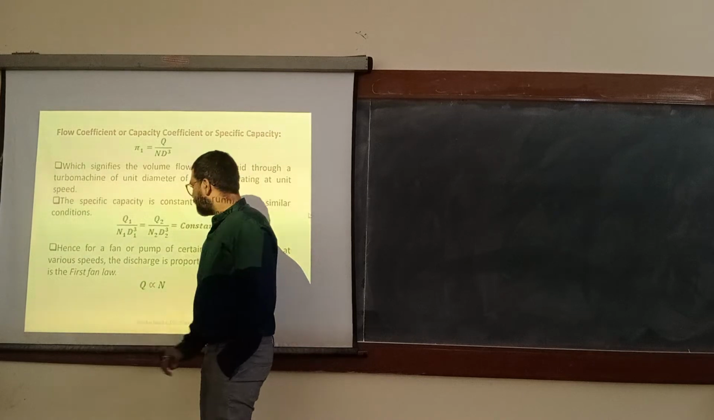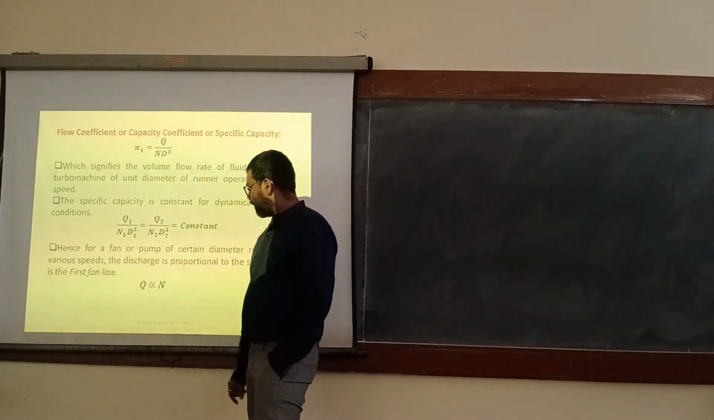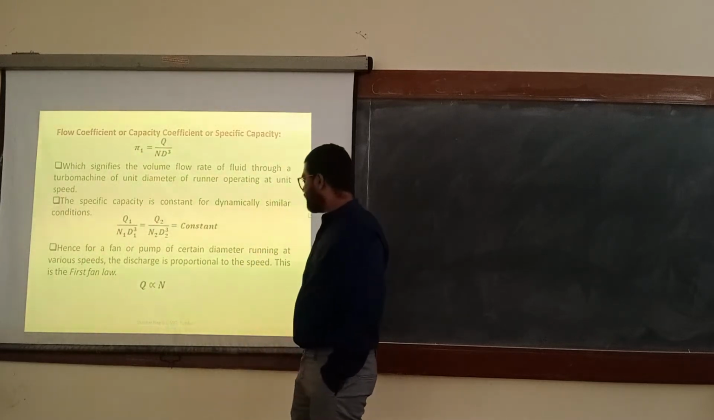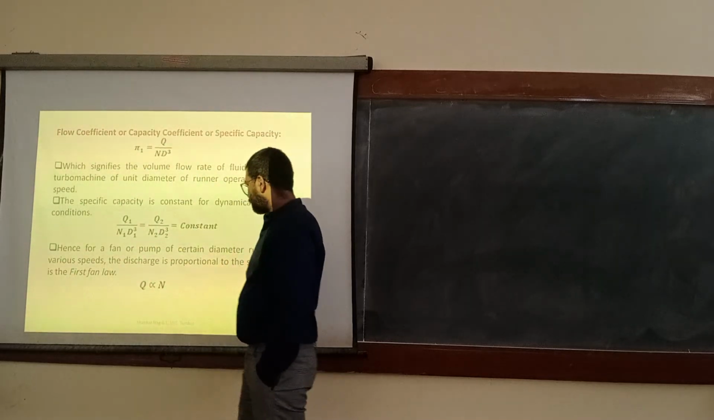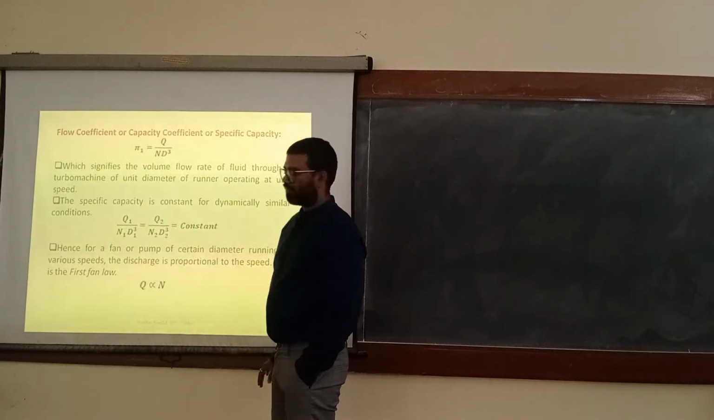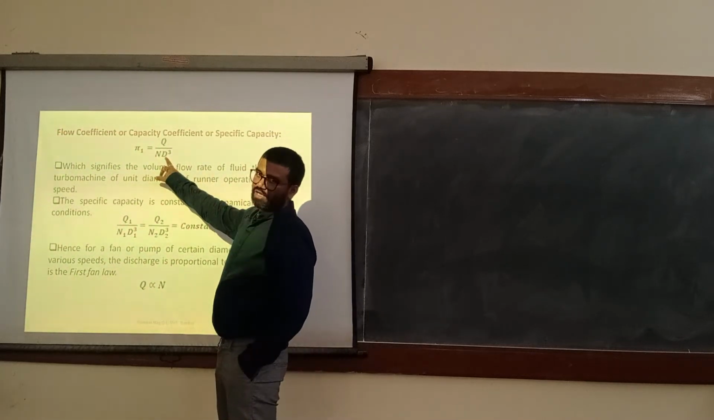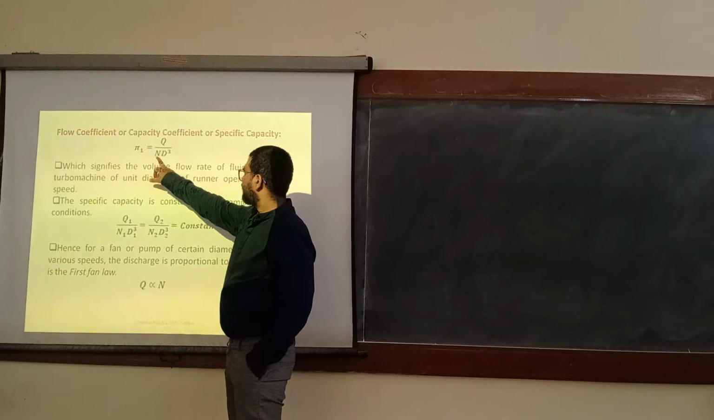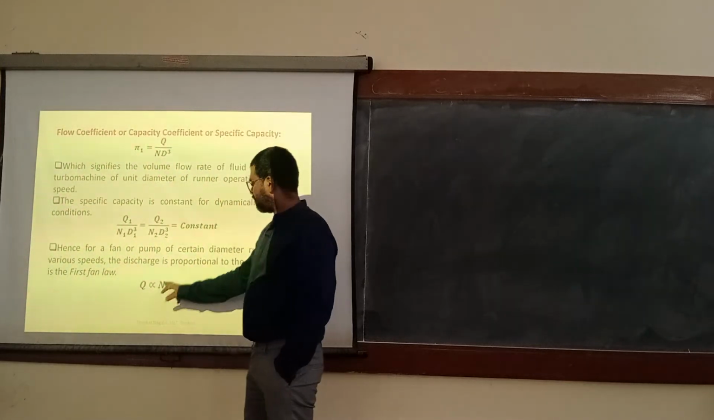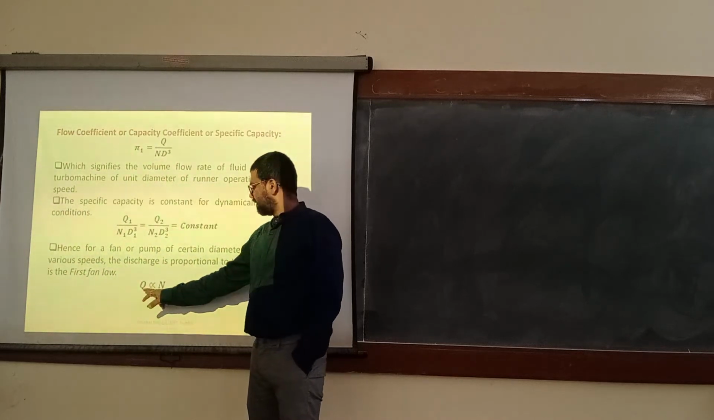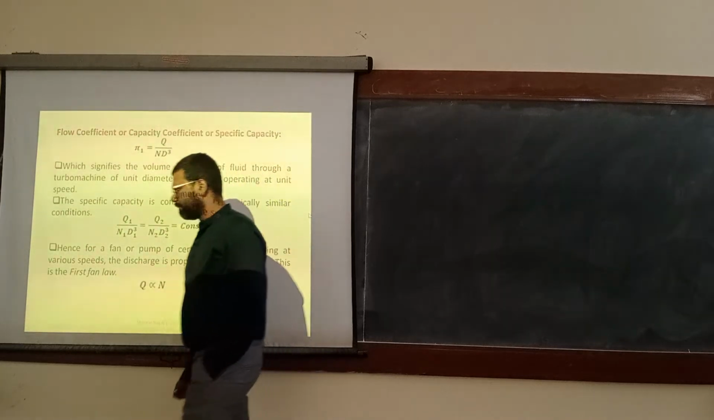Hence for a fan or pump of certain diameter running at various speeds, the discharge is proportional to the speed. This is the first fan law. That means in this equation, for a certain diameter of pump running at various speeds, the diameter remains constant, so Q is directly proportional to N. This relation we call the first fan law. As the speed increases, the discharge also increases.